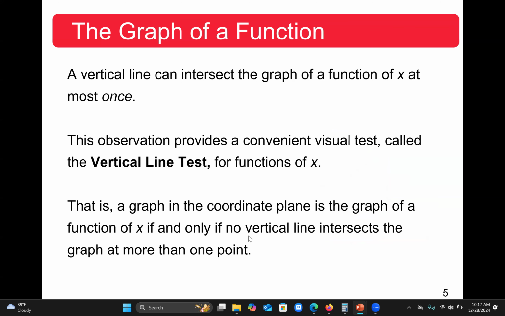Now, a vertical line can intersect the graph of a function of x at most once. This is what we call a function. So we normally use the vertical line test to check if a graph is a function. It means the vertical line can only intersect the graph once. This observation provides a convenient visual test, called the vertical line test for a function of x: a vertical line can intersect the graph of a function of x at most once.